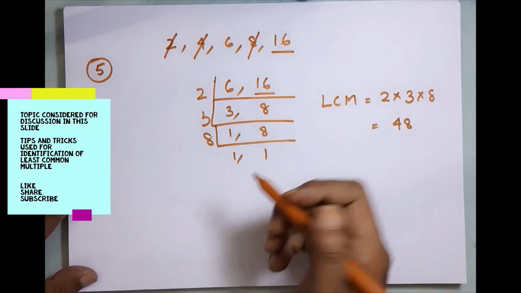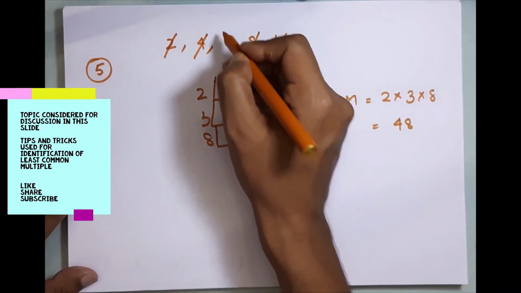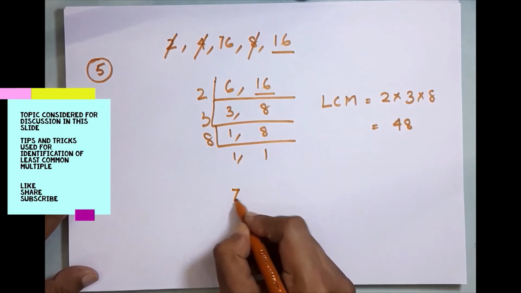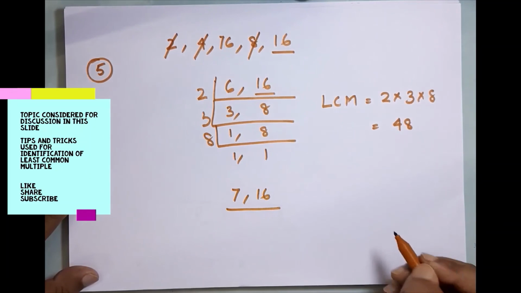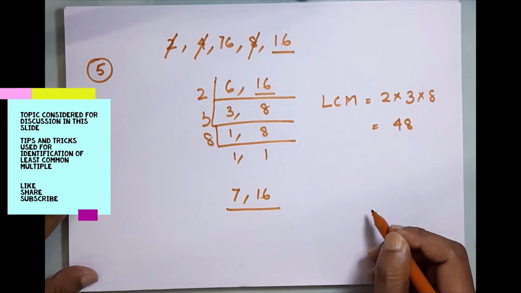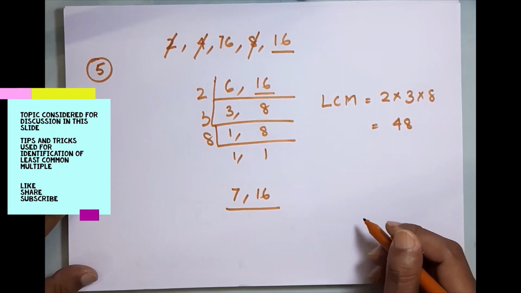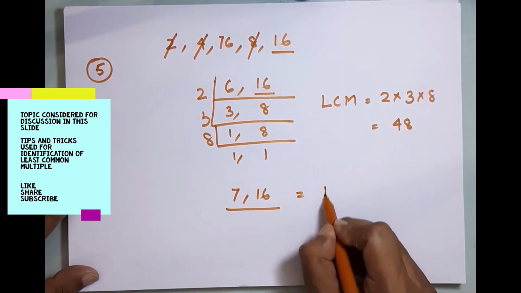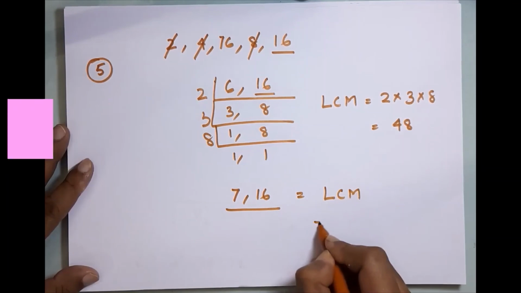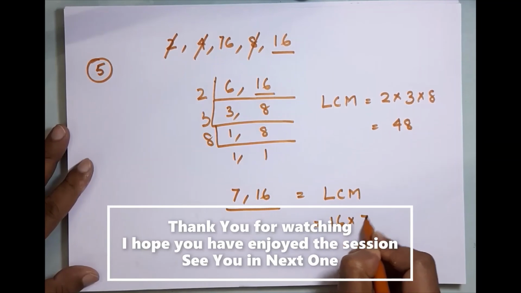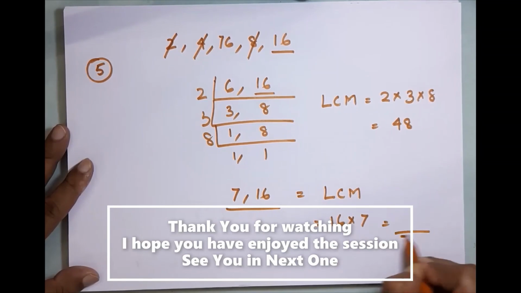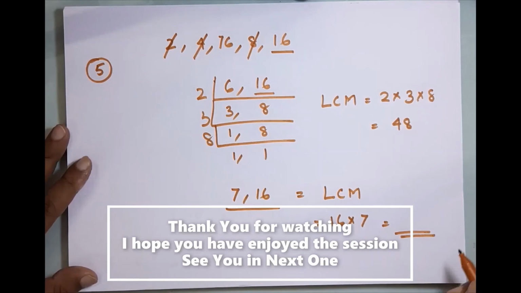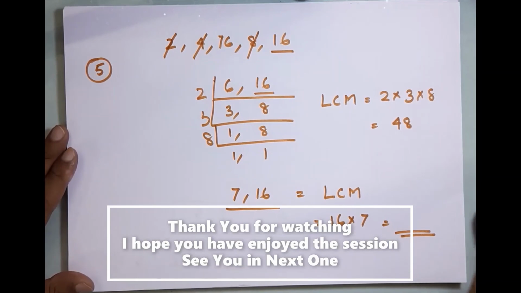Fine then. Will you be able to tell me if instead of 6 it had been given as 7? So 7 and 16 are the remaining numbers. Yes, you are right. When there are prime numbers available, we simply multiply. So the LCM would have been 16 multiplied by 7, and whatever the answer is will be your LCM for this entire number series. I think that is all for today's discussion.